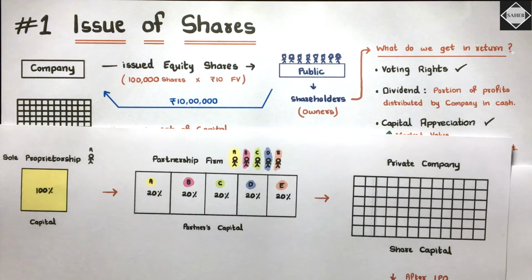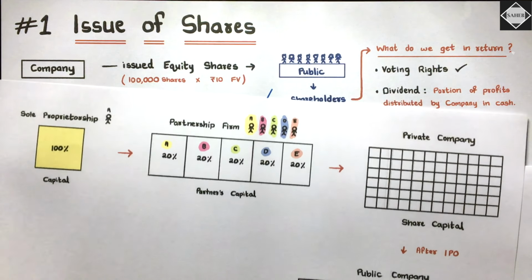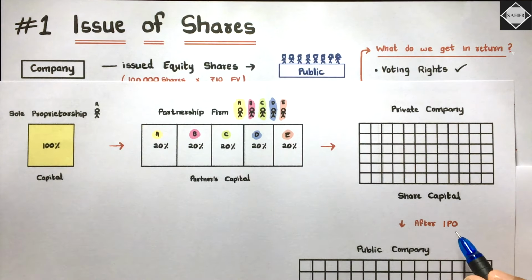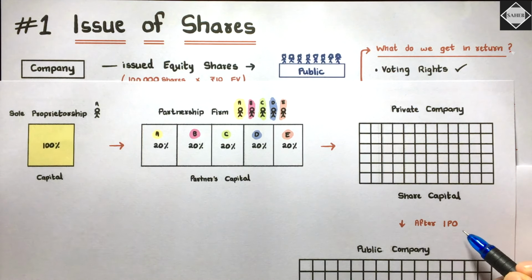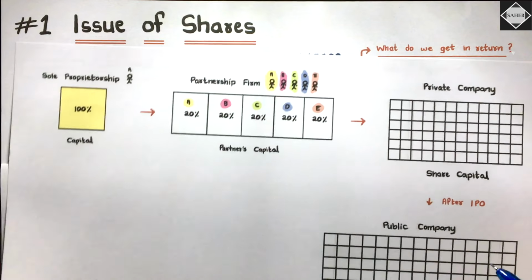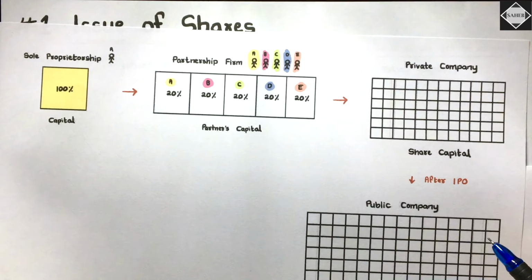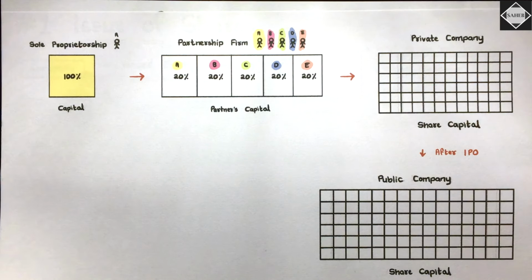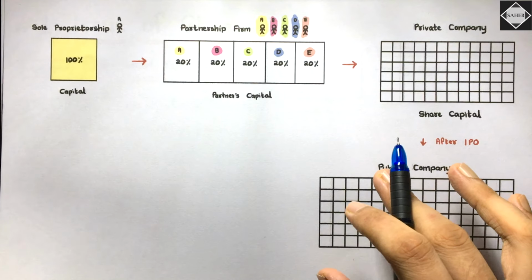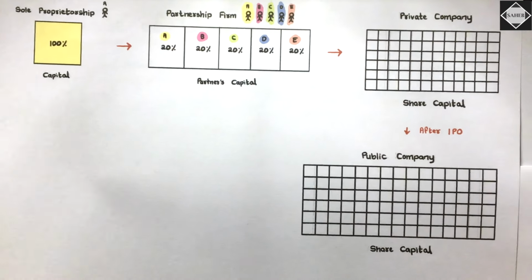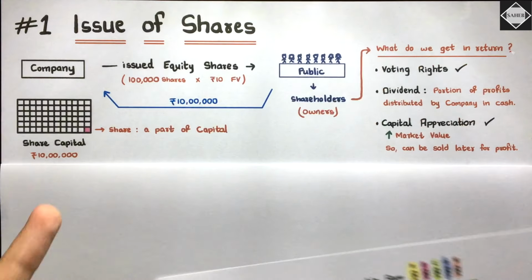So then what will happen? Let's say you want to grow even further, then you will make an IPO, an initial public offer. What Swiggy and Zomato did, right? They did an initial public offer. What Ola did, right? So then they became public companies. They raise funds from the public. So they have become even bigger. Is that clear? That's what we are learning.